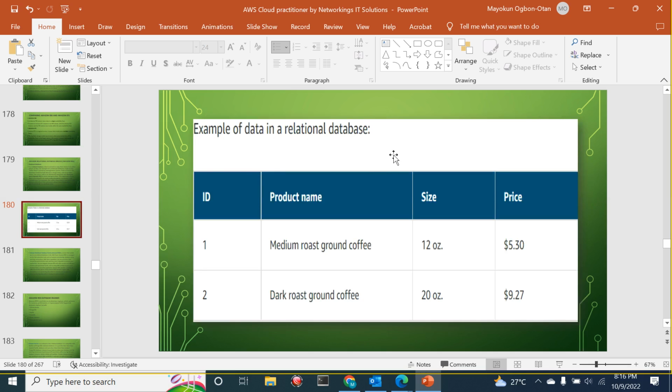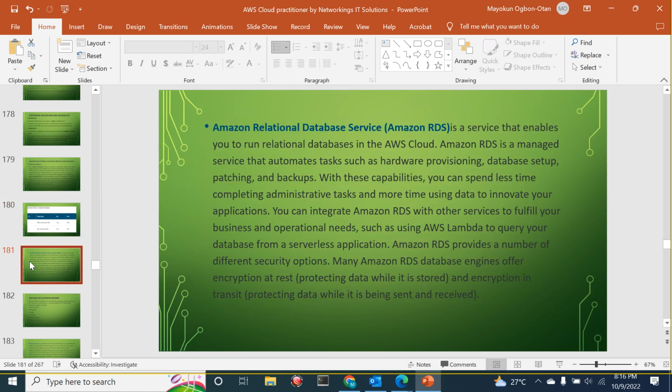Example of data in a relational database. You can see ID number one, the product name, medium roast ground coffee, size, price. Then we go to number two. So this is the way a relational database looks like. You have your rows, you have your columns. That's like all those primary school registers. That's exactly a relational database. Fantastic.